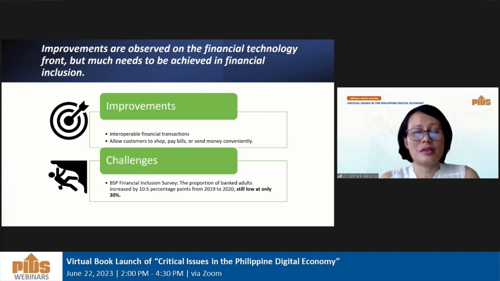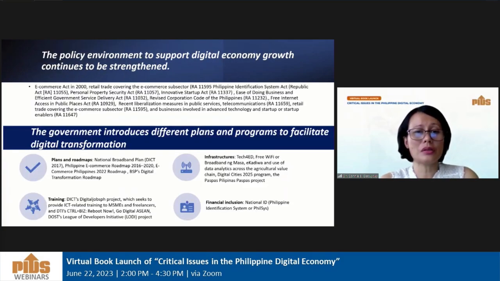In terms of challenges, based on the BSP Financial Inclusion Survey, the proportion of banked adults increased. So from 2019 to 2020, it has increased by 10.5 percentage points. But still, it's still very low, because it's still 30% in 2020. So the percentage of banked adults in 2020 is only at around 30%.